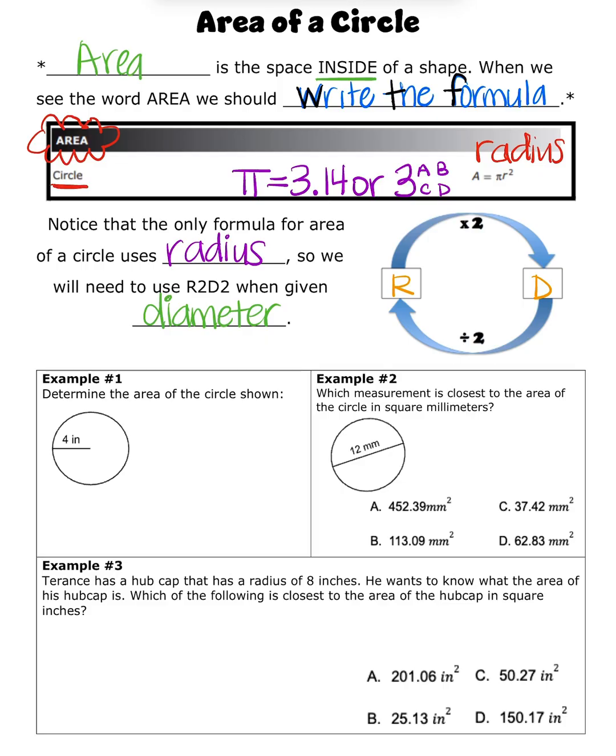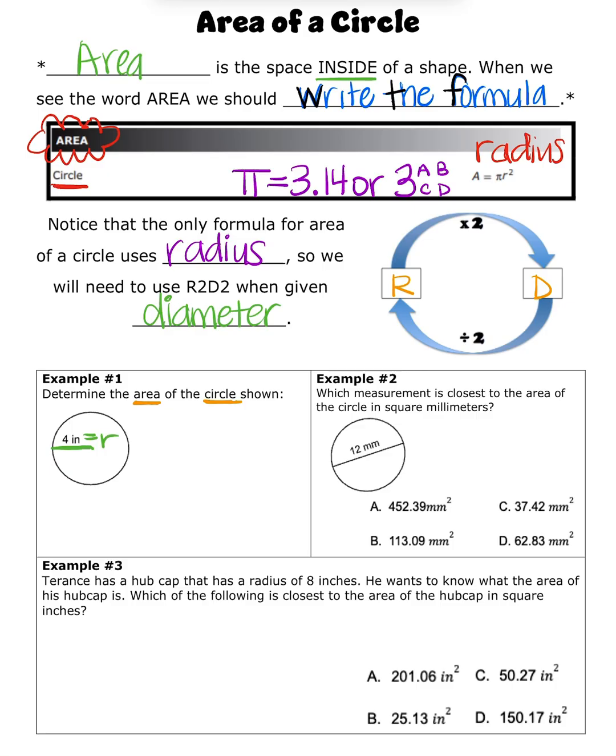Okay? So let's practice a few example problems. So our first example problem is very straightforward. It tells us that we are finding area, and it tells us it's a circle, and it specifically gives us a picture. So I have to ask myself, what kind of measurement did they give me? Did they give me a radius, or did they give me a diameter? And I can see that it only goes halfway across the circle, so I know that is radius.